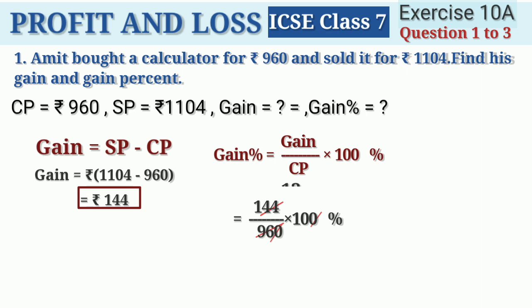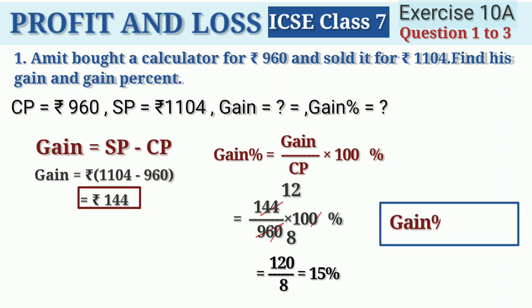12 12s are 144 and 12 8s are 96. We have 12 and 10 in the numerator and 8 in the denominator. So we have 120 by 8, and 120 divided by 8 is 15. So gain percent is 15%.